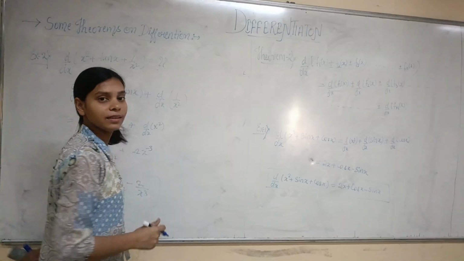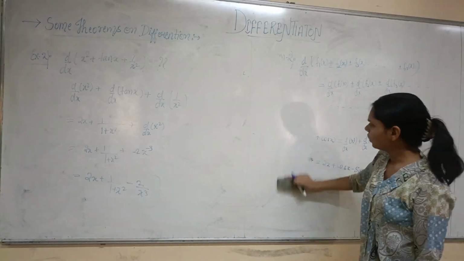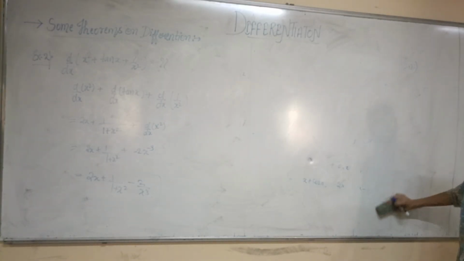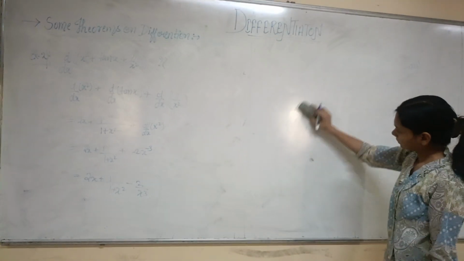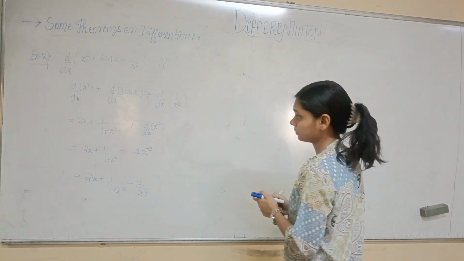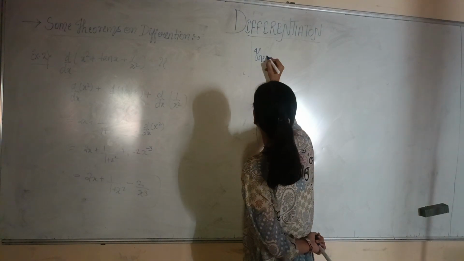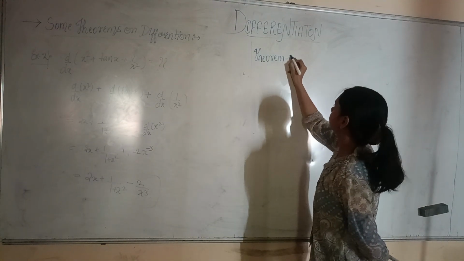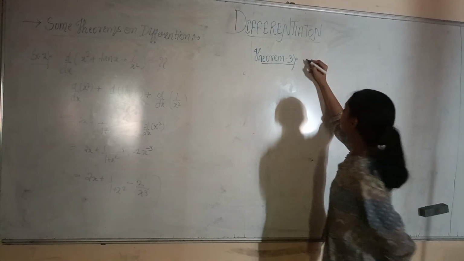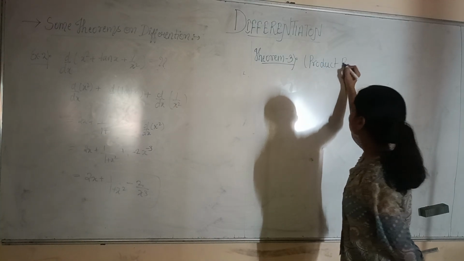Now we move towards theorem number 3. These theorems are very useful and very easy. Theorem 3 is called the product rule.